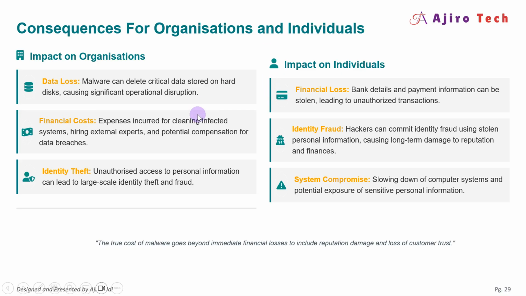What are the consequences for organizations and individuals? So we'll look at the consequences. For organizations, malware poses a major threat to any organization. It can ruin the organization's security arrangement regarding its computer network and system. It can disrupt its business operation, leading to financial losses. That is expenses incurred for cleaning infected systems, hiring external experts because, again, the IT staff alone may not have the expertise to cope with such a massive undertaking.